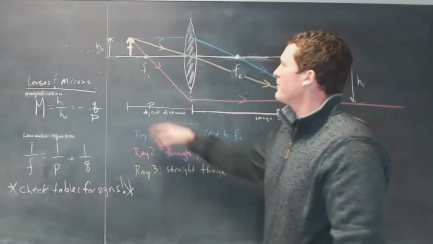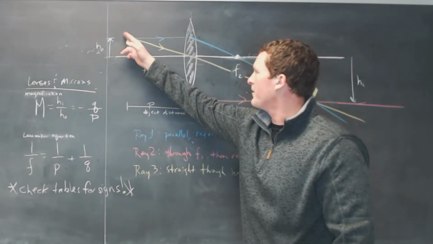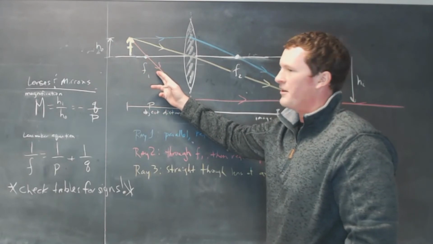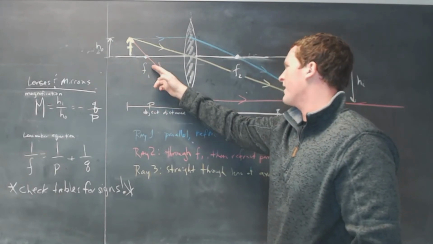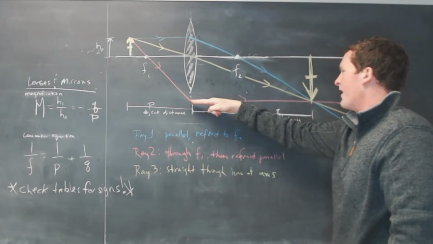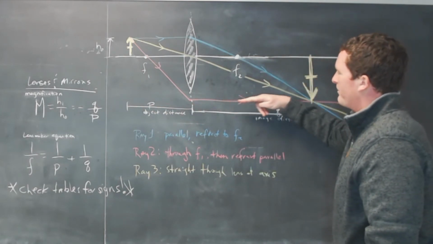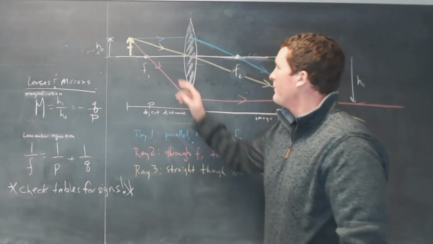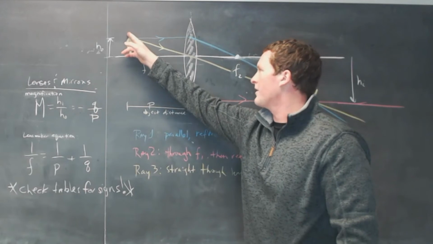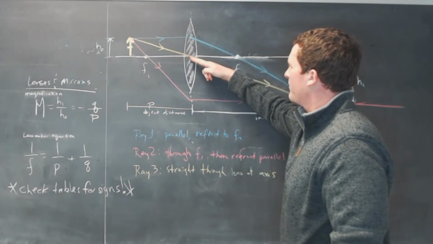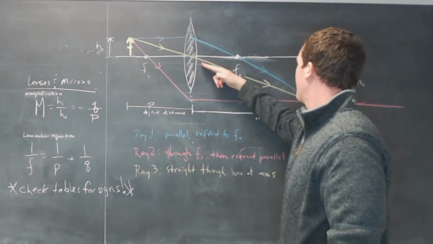And then for your second ray, you're going to again start at the top of your object, and this time you're going to go through the focal point nearest to your object, or F1 in this case. You will come down and you will refract through the lens again, and this time your ray will go parallel to your principal axis. And then for your final ray, you're going to start at the top of your object, and you're going to go straight through the center of your lens.